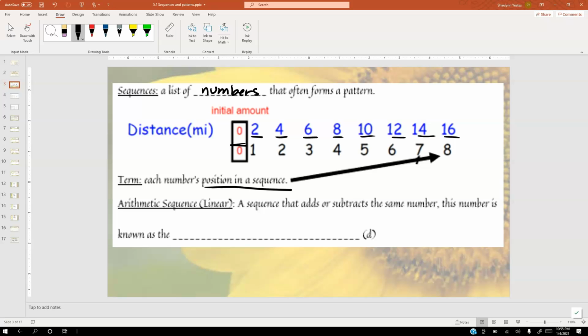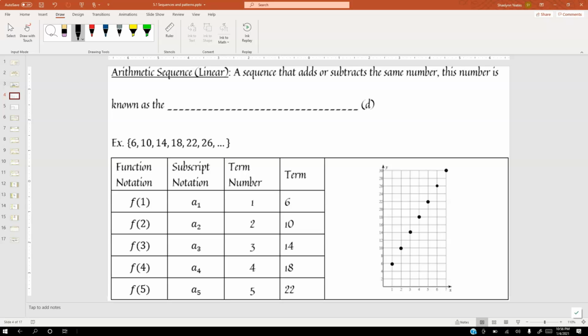Okay, an arithmetic sequence is linear. It's a sequence that adds or subtracts the same number over and over and over again. This is known as the common difference. All right. Okay, an arithmetic sequence, we just talked about this, common difference. In case you didn't catch it the first time, you can definitely write it down now.